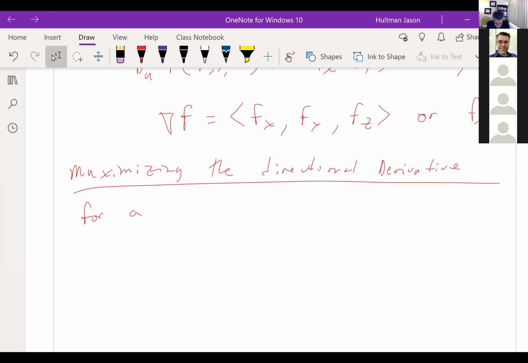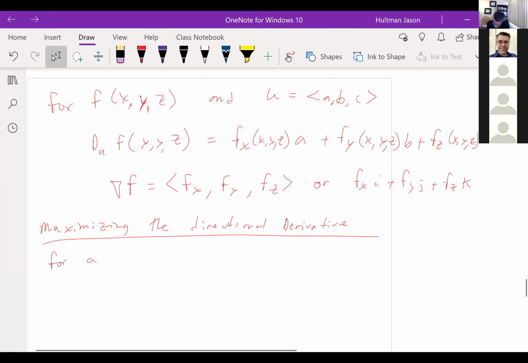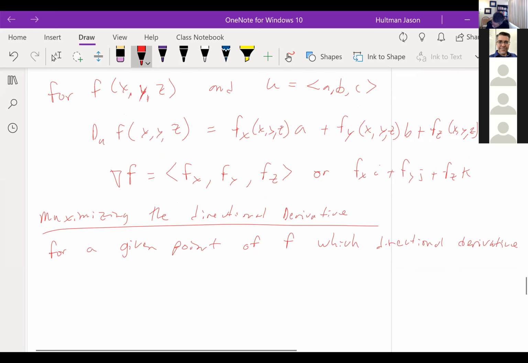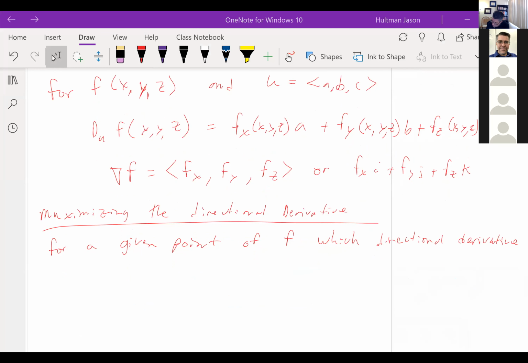Okay, so maximizing the directional derivative. For a given point of f, which directional derivative produces the maximum rate of change? That's what we want to find. We want to find the maximum rate of change here.